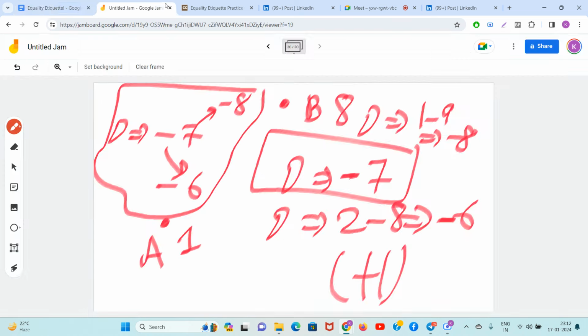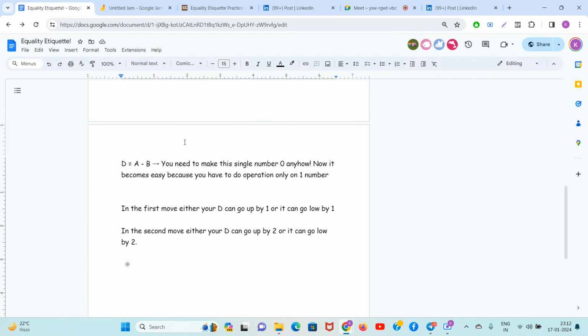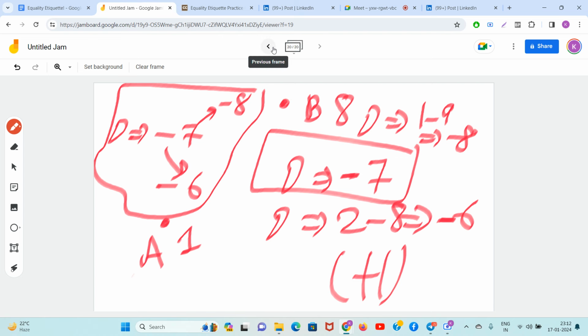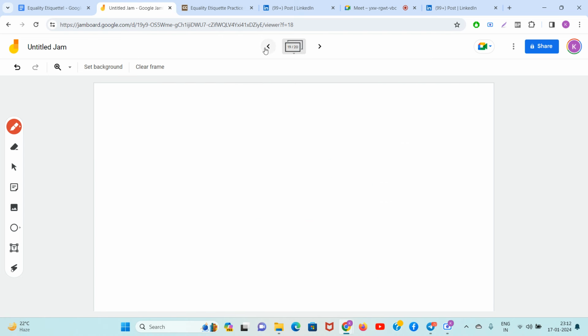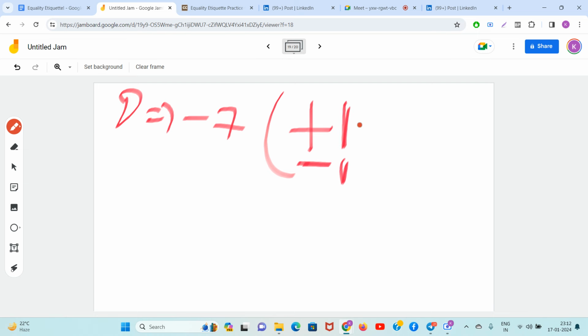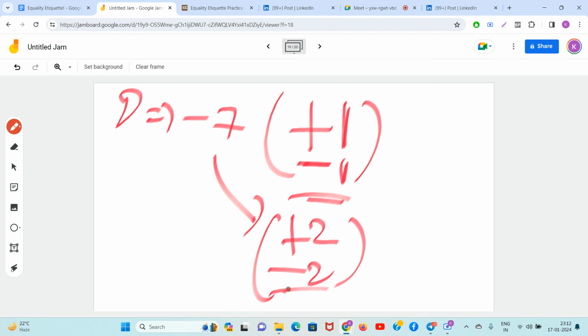So guys, do you understand? Because of this feature, the sign does not matter. Everyone write in the chat. Hence, the sign does not matter. Why? Basically, what I'm trying to say is that your D is minus 7, right? In the first move, you are allowed to do either plus 1 or minus 1. It is not mattering. Similarly, in the second move, you can do either plus 2 or minus 2. It is not mattering because of the nature of the operations.